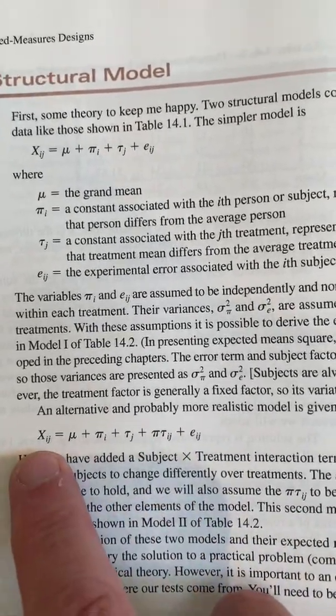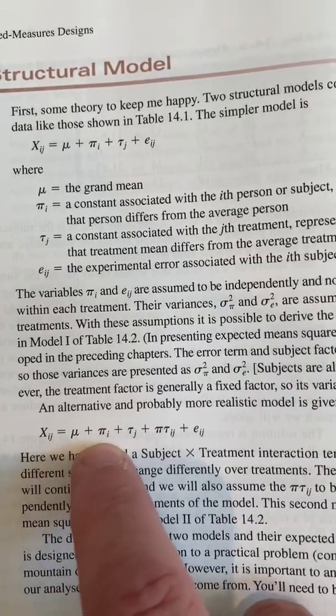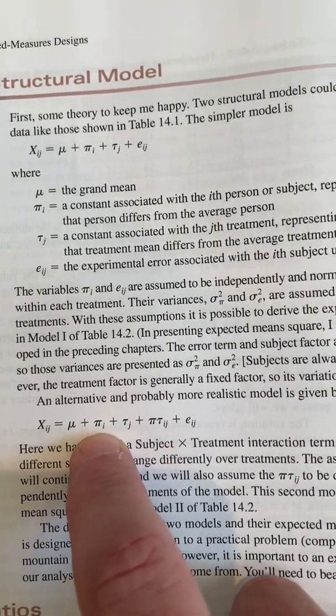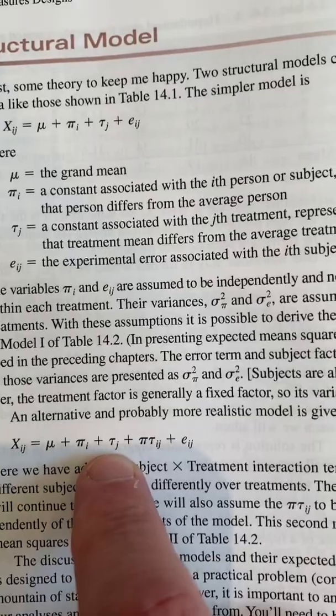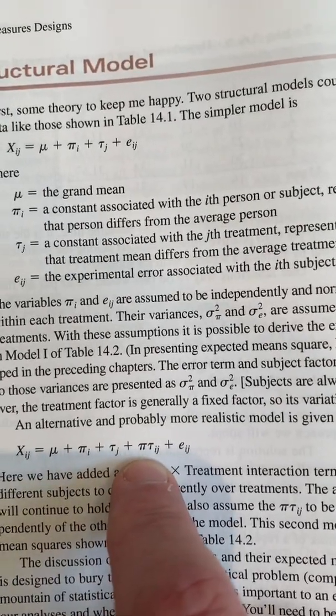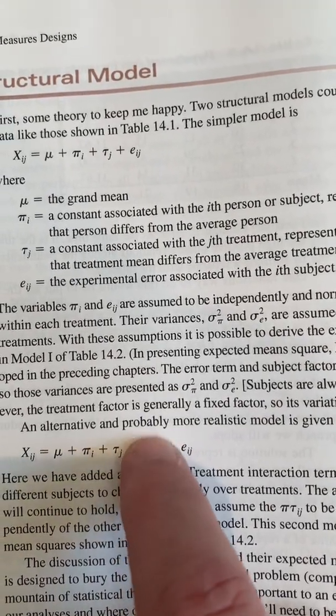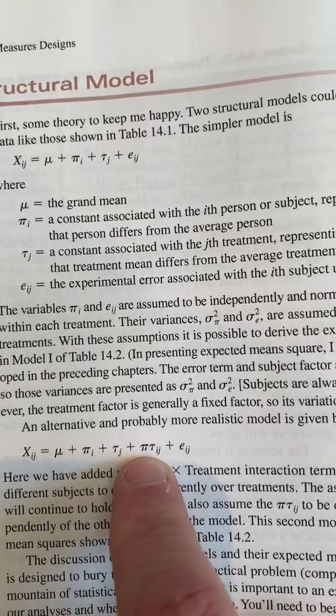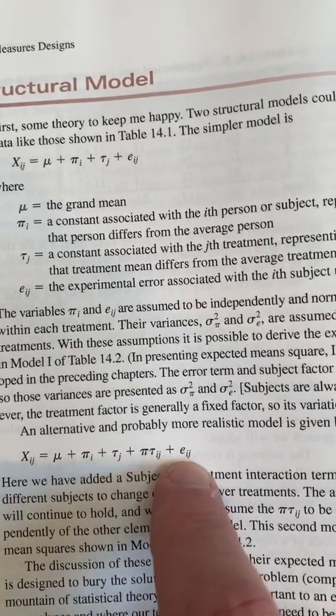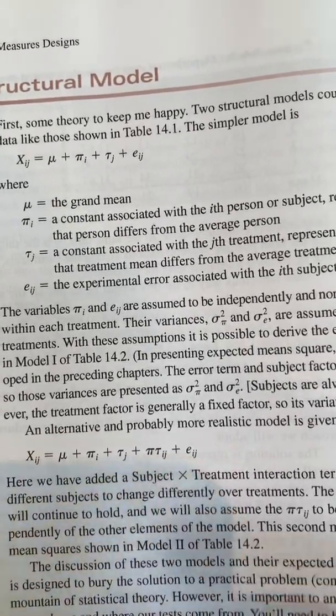So basically, again, a person's score is a function of the grand mean plus this idea of individual subject differences plus treatment effects, right? Plus, and that's going to be the error term essentially for the F ratio, pi times tau, and then plus whatever's left over for the error.